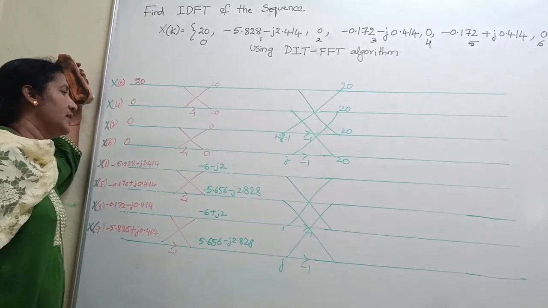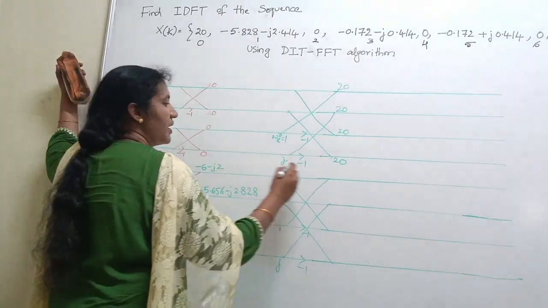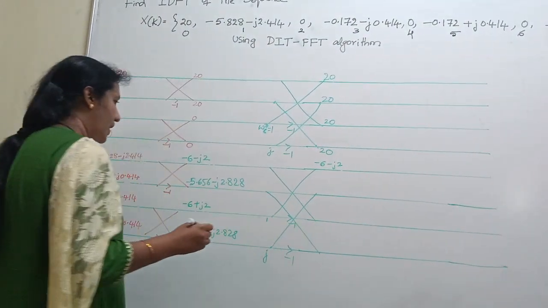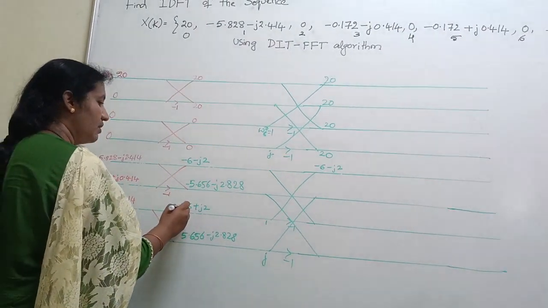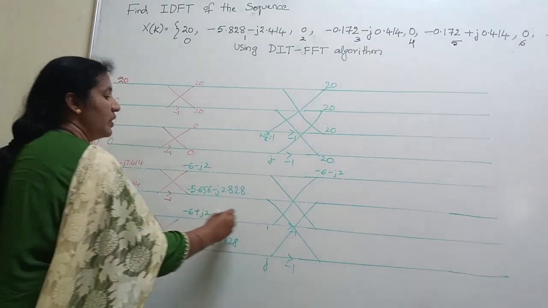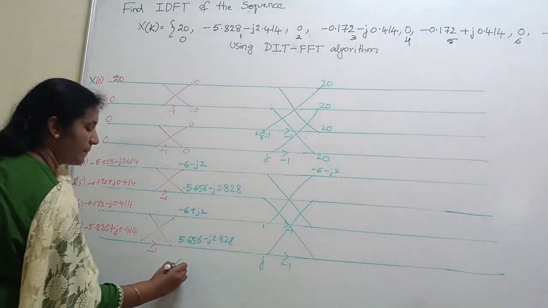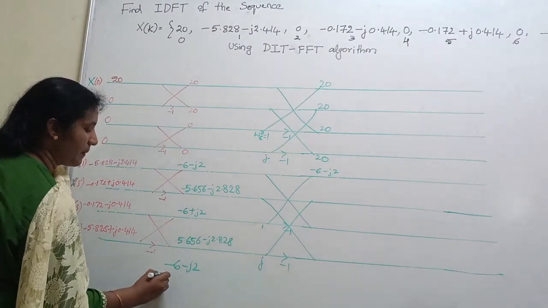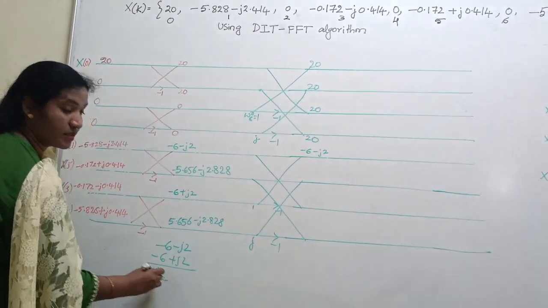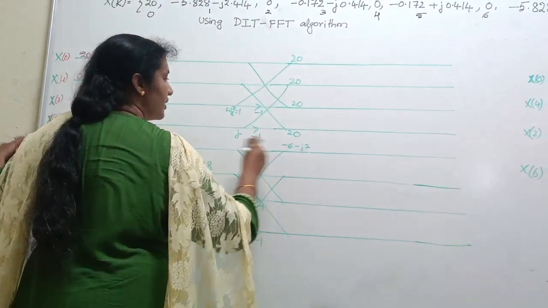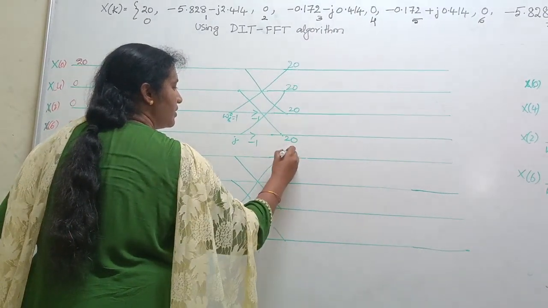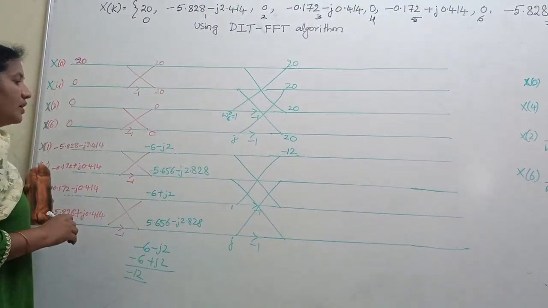Now here -6 minus J2 is passing here, and what is the other value you are getting here? -6 plus J2 is passing here. So this one will be added: -6 minus J2 plus -6 plus J2. What happens? -12 is the answer. So we'll write here, the answer here is -12.